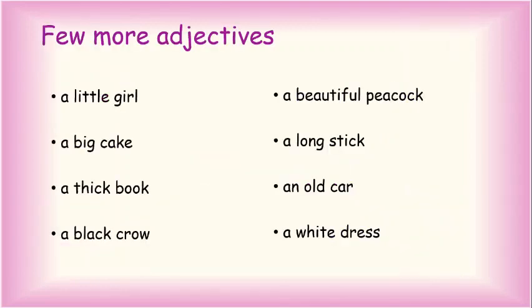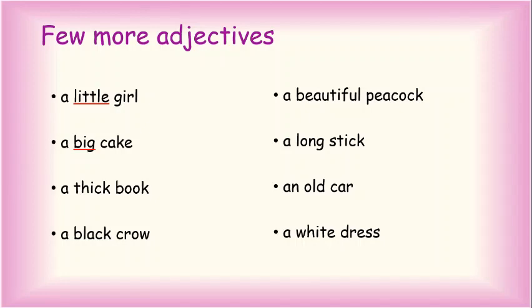Okay, let's see a few more adjectives. The first one is a little girl. Now here the naming word is girl because it is the name of a person. And can you tell me which word describes the girl? The word little tells us more about the girl. So little is an adjective. A big cake. Cake is a naming word. And how is the cake? The cake is big. So big is a describing word or adjective.